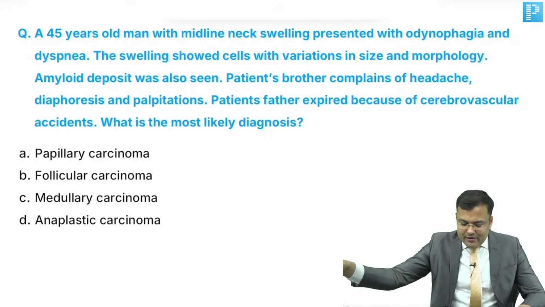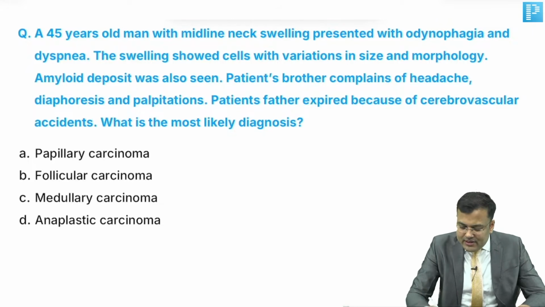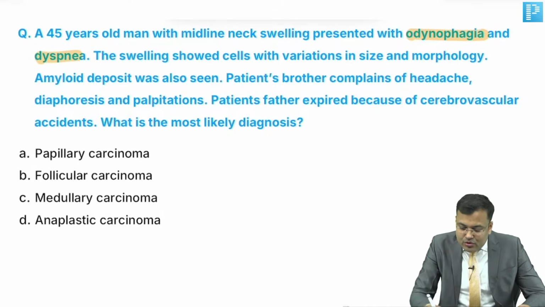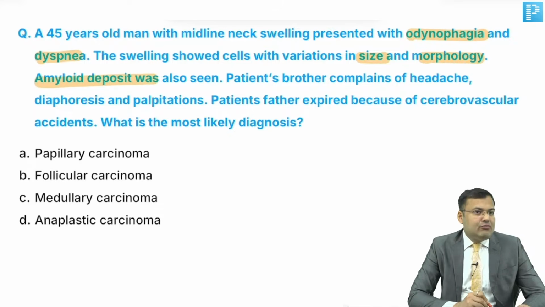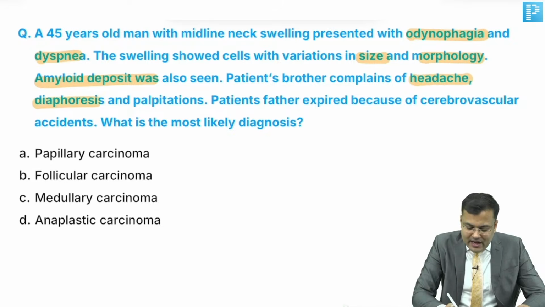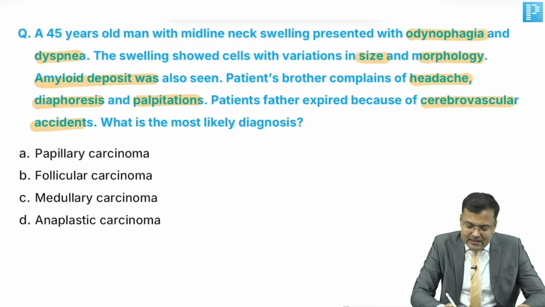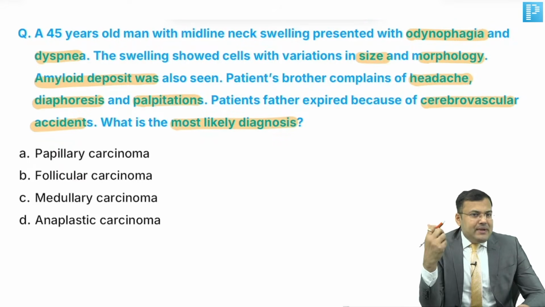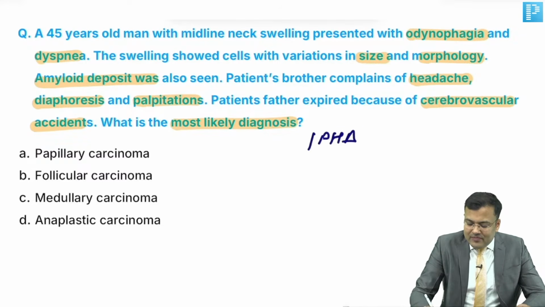A 45 years old man with midline swelling presented with odynophagia. Can you see this? Odynophagia and dyspnea. Swelling showed cells with variation in size and morphology. Amyloid deposits were seen. Most important, amyloid. The patient's brother complains of headache, diaphoresis, palpitations. The patient's father expired because of cerebrovascular accident. What's the most likely diagnosis? First, can anybody tell me why his brother was having pheochromocytoma? Palpitations, headache, diaphoresis, this is the triad.